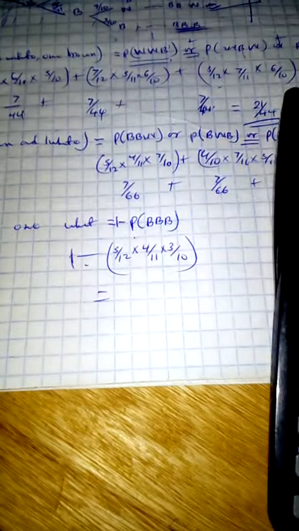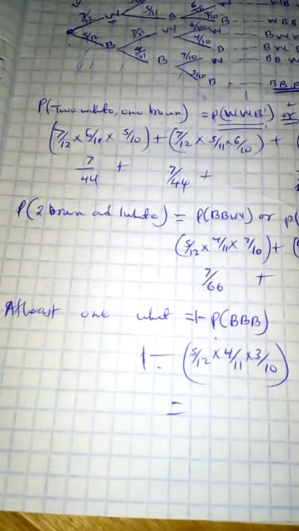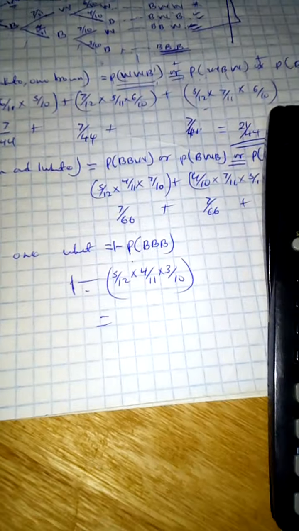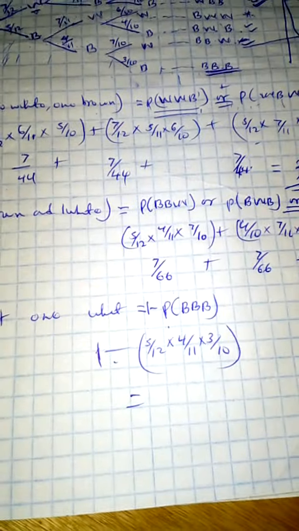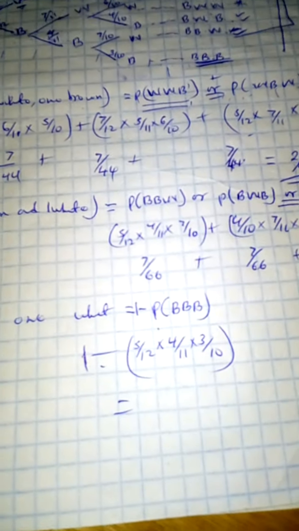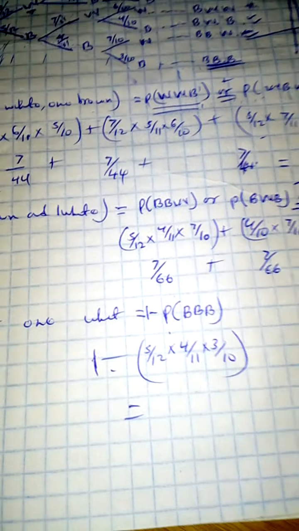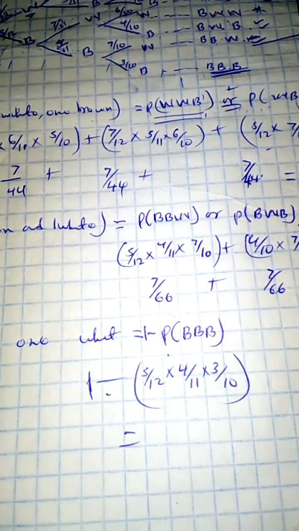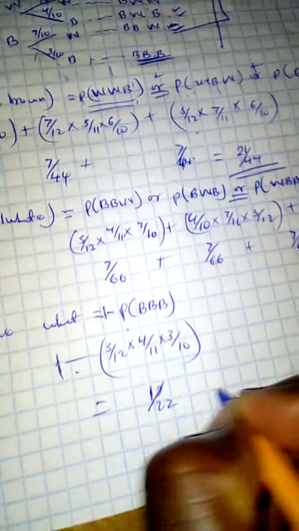Then we'll get the probability of at least one white. As you know, at least means you can have even more, but not below 1. 5 over 12 times 4 over 11 times 3 over 10. What is that answer? 1 over 22. Now 1 minus 1 over 22.